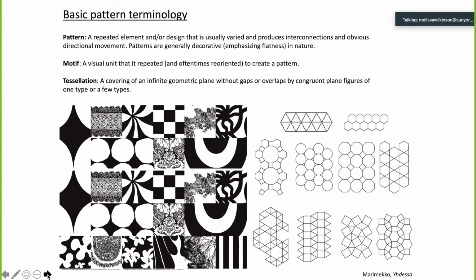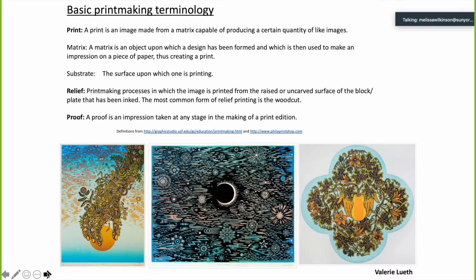Commit this to memory. A tessellation is the covering of an infinite geometric plane without any gaps or overlaps by congruent plane figures of one type or a few types. And I'll show you examples of those as we move forward. But a tessellation just basically fits perfectly like a puzzle piece. So an example of a tessellation, these are all essentially tessellations. However, tessellations get a little bit more complex.